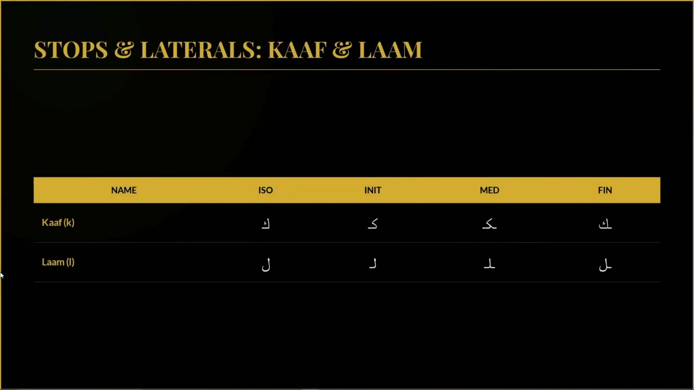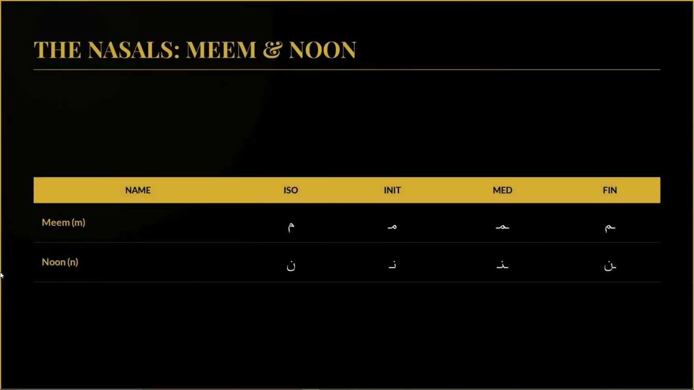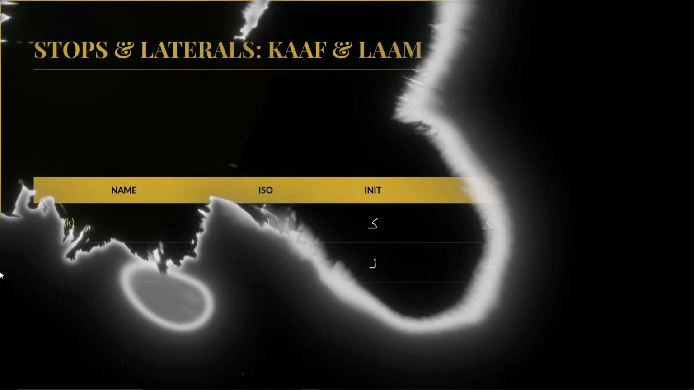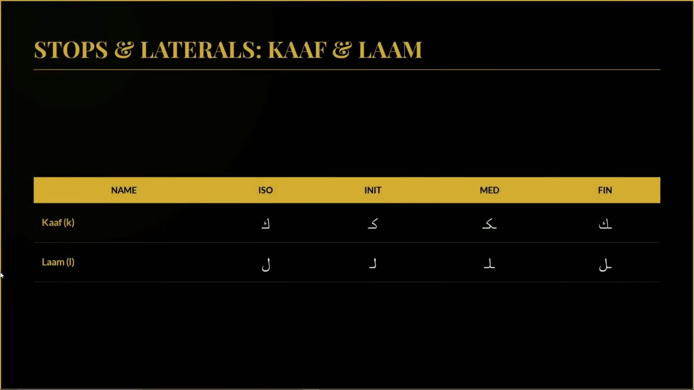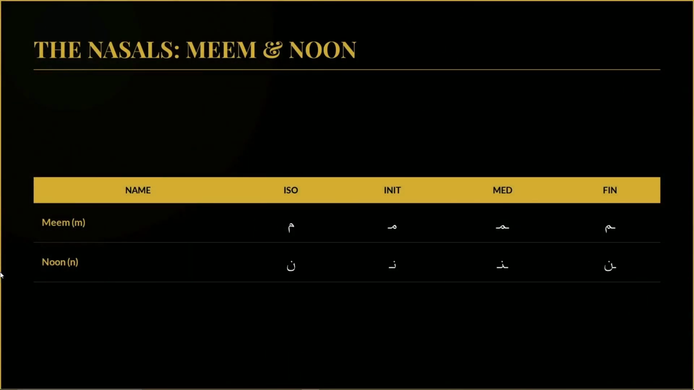Family 8, the tall connectors and nasals: Kaf, Lam, Mim, Noon. Kaf and Lam are our tall, lanky connectors. Then we have nasals, Mim, the small circular loop, and Noon, the deep ball. These are rhythmic anchors of the script.